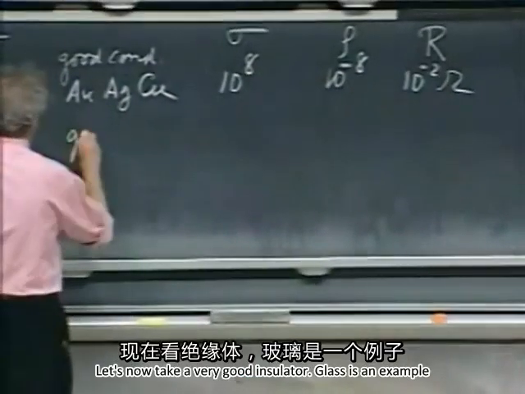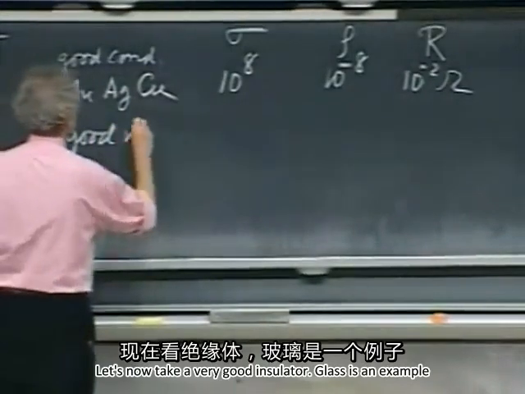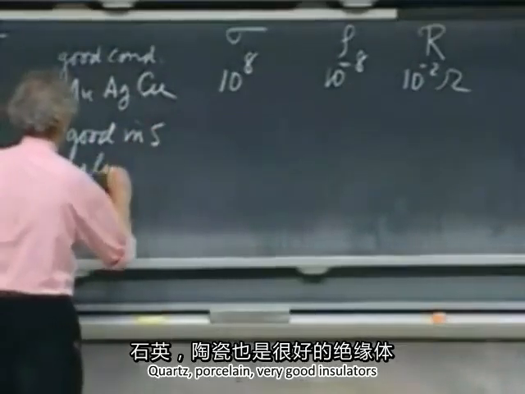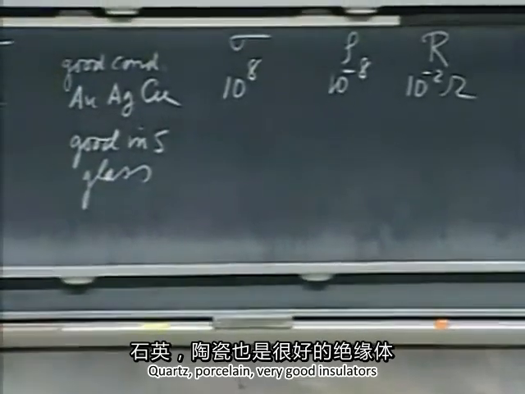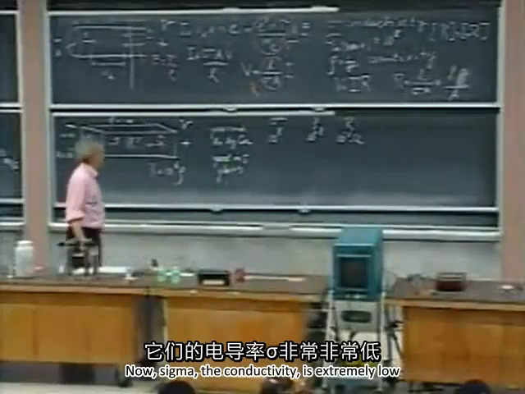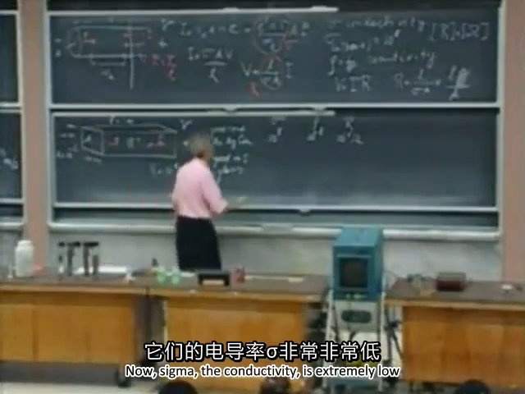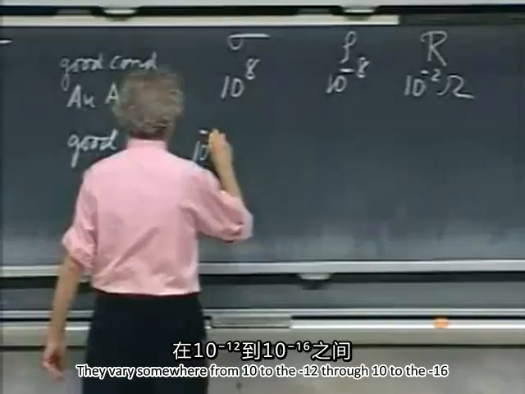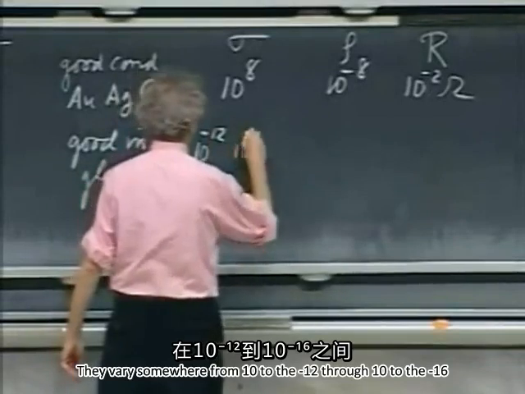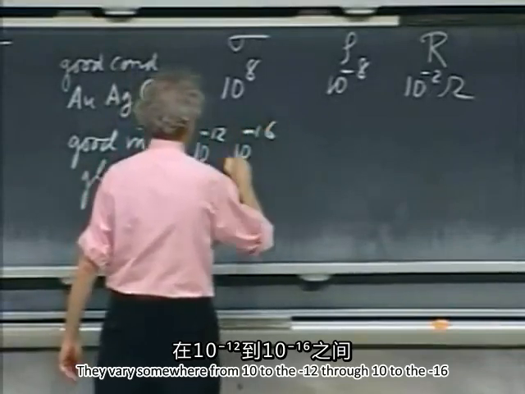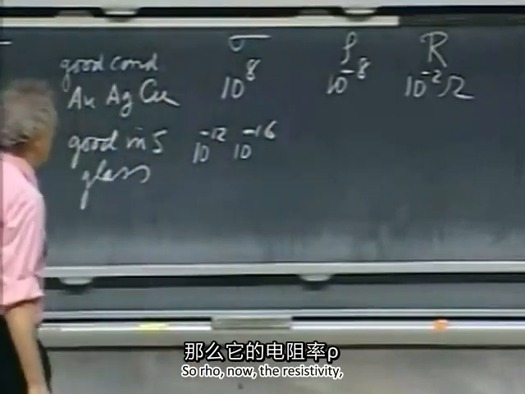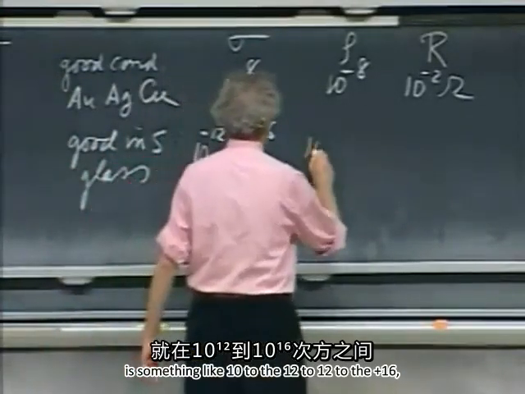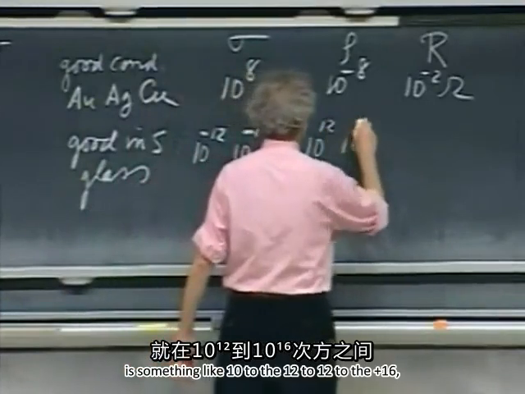Let's now take a very good insulator. Glass is an example. Quartz, porcelain, very good insulators. Now sigma, the conductivity, is extremely low. They vary somewhere from 10 to the minus 12 to 10 to the minus 16. So rho now, the resistivity, is something like 10 to the 12 to 10 to the plus 16.